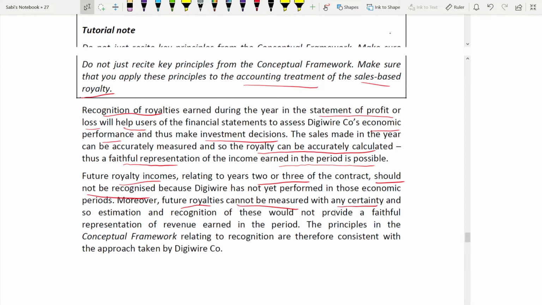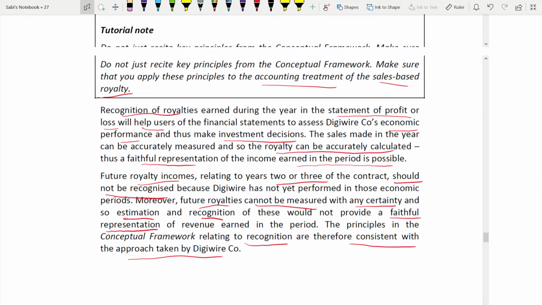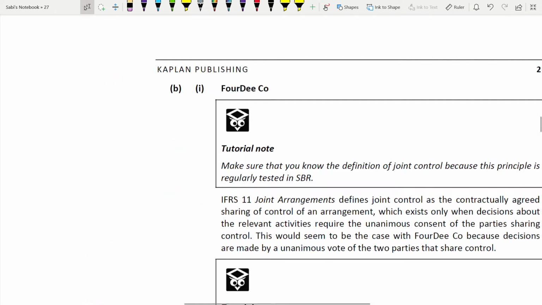So estimation and recognition of this would not provide useful information. If you try to estimate that future royalties will be like this and then recognize them, the conceptual framework says no, it's not allowed. Why? It provides no faithful representation of revenue because you're just estimating. You still didn't earn the revenue, so there is no use of recognizing the royalty. It's not a faithful representation. So the principles in the conceptual framework relating to recognition are therefore consistent with the approach taken by Digiwire as well. Digiwire also recognized only this year's revenue, not year 2 and 3's. So it's correct. Moving to requirement B. For that, we have to read the scenario. We didn't read the scenario.